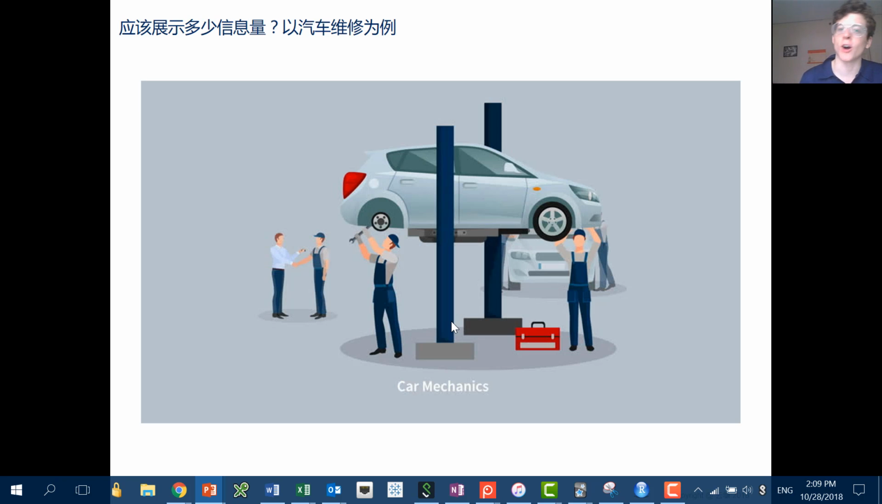What happens when your car breaks down? Let's say your car breaks down and you need to go to a mechanic. You're going to the mechanic and you talk to them and you say, doc, or mechanic, my car broke. I don't know what's happened. I think the front wheel is weird.